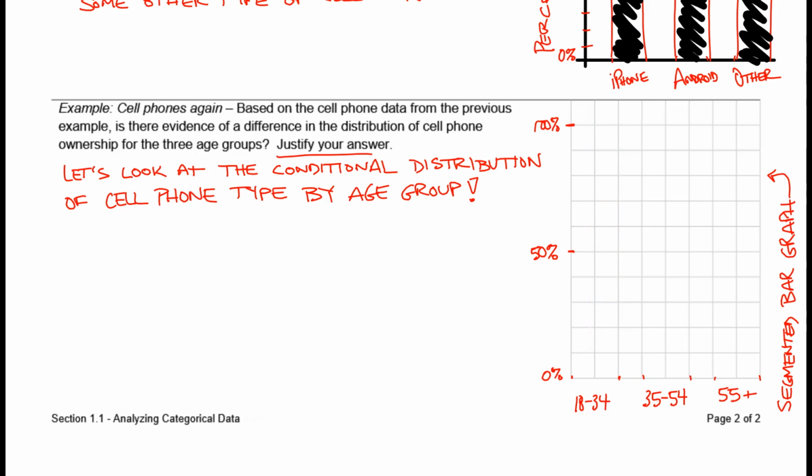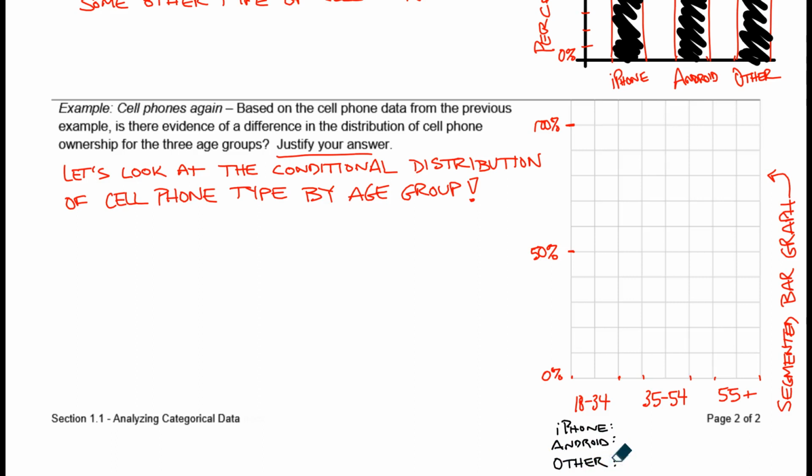Okay, so the first thing I'm going to do is mark off the percent of. Now let me change my approach here. I'm going to make a key first. So in my distribution, I had iPhones, I had Androids, and then we had other.